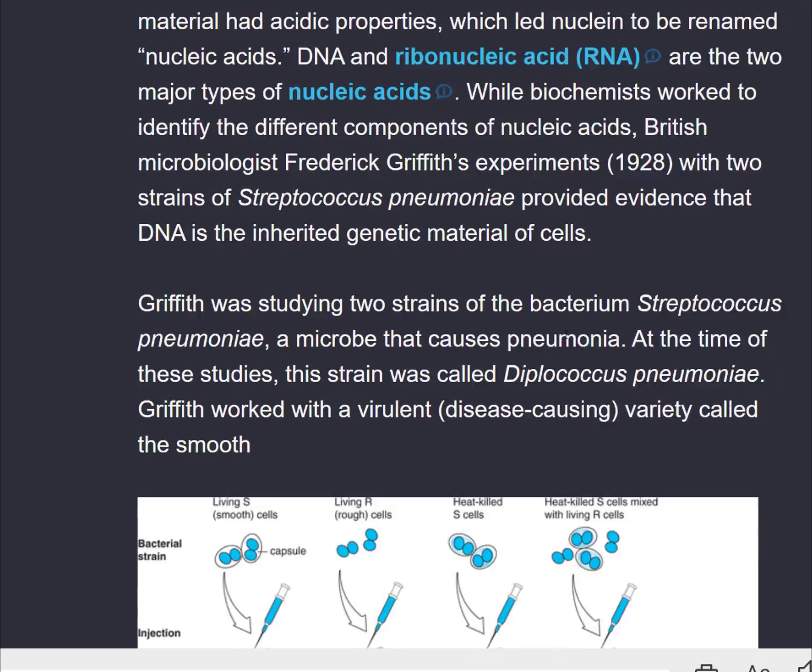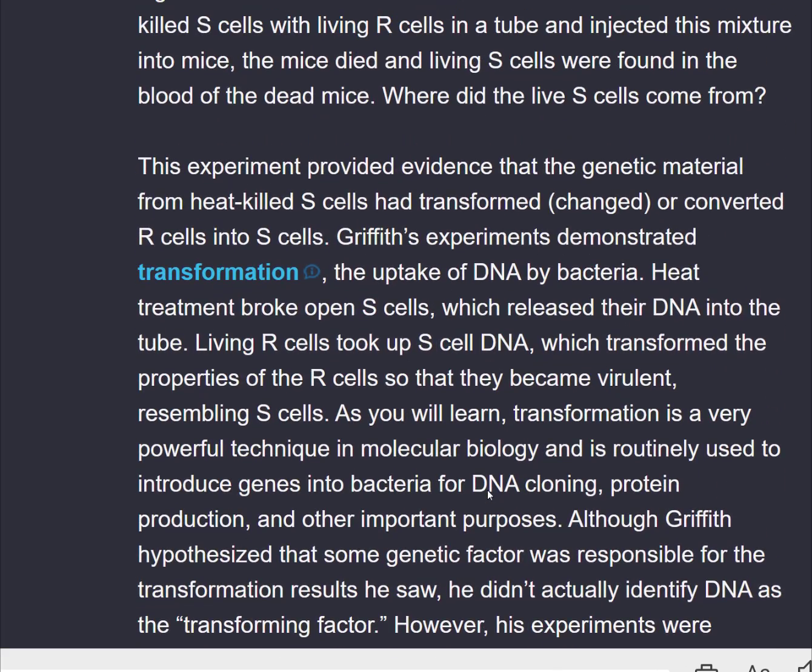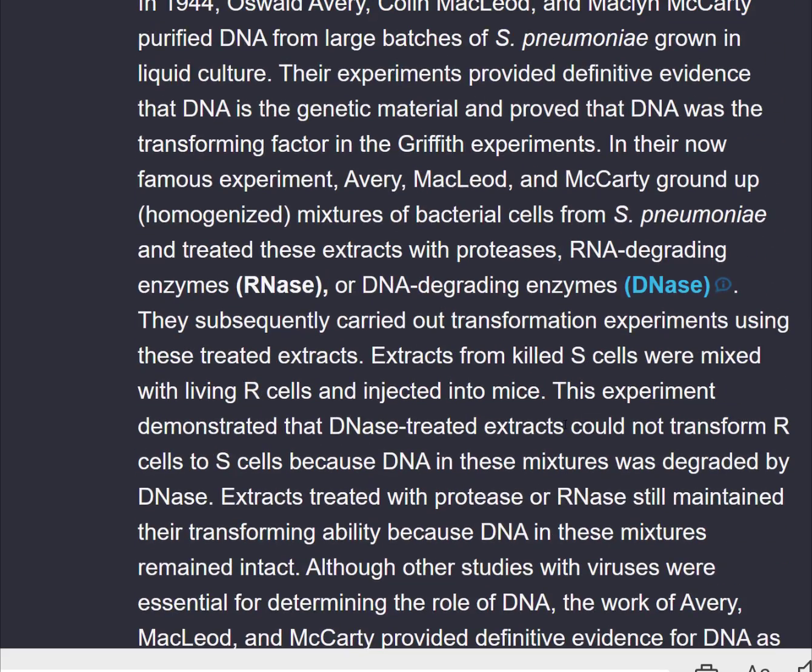Next we get into section 2.3. And our first term here is transformation. The process by which bacteria take in DNA from the surroundings. Term also used to define changes that cause a normal cell to become a cancer cell. Next is DNase. DNA degrading enzyme.